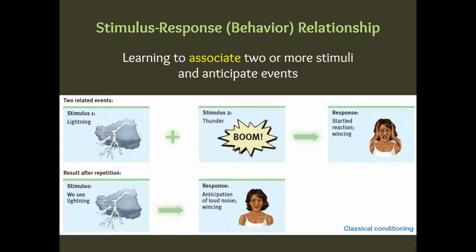And so what happens after this happens over and over again? Little kids will see lightning, the thunder hasn't even hit, and they will already start crying, right? They're anticipating that loud noise. They're already wincing. And this is an association, right? Lightning is associated with thunder. The lightning by itself is just a flash of light, not scary. But when you tie it to that boom, kids will get scared of just the lightning.